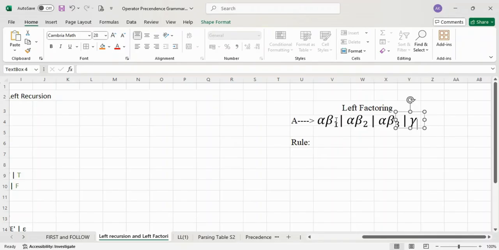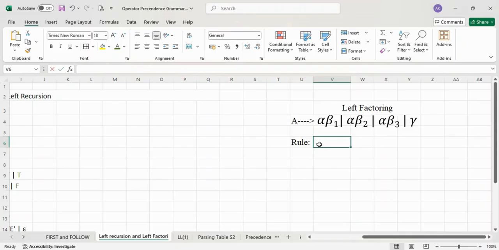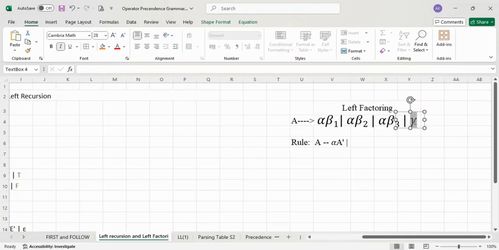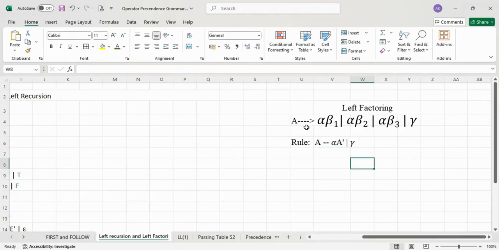So whenever there are multiple productions starting with the same symbol, you say that it observes left factoring. And what is the rule for left factoring? The rule for left factoring is, again I write A, because A is the variable where there is left factoring. A gives alpha. Now beside alpha I write A dash, and with this A dash I write all my gamma production over here. Because I have only one gamma production, I write gamma. So the rule for left factoring is alpha followed by A dash.